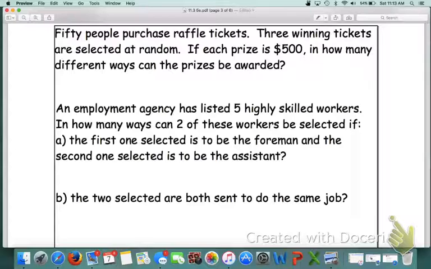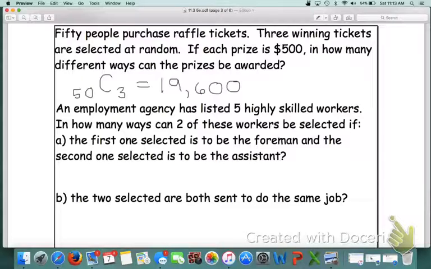Okay. Now, there are 50 people that purchase raffle tickets. And of those 50, we're only choosing 3 people to win the prize. So we would have 50 choose 3, and that's going to equal 19,600.